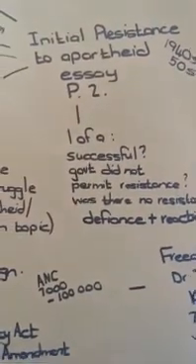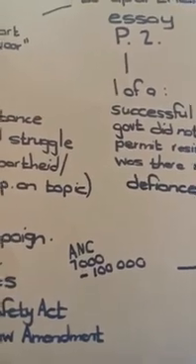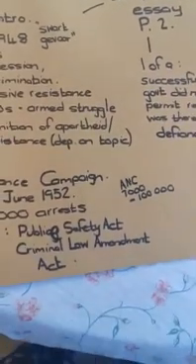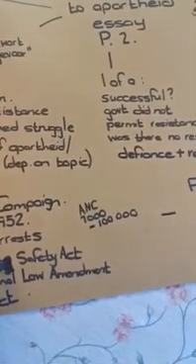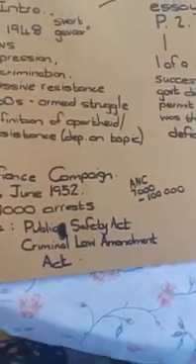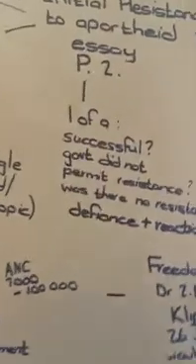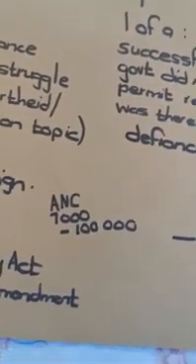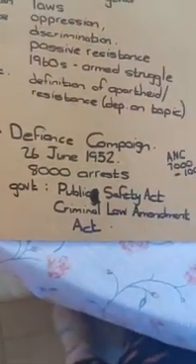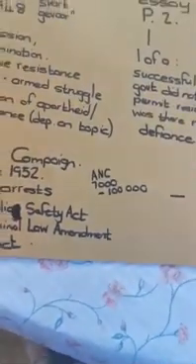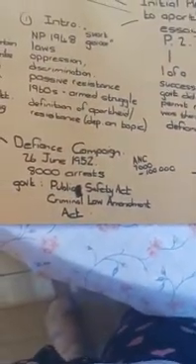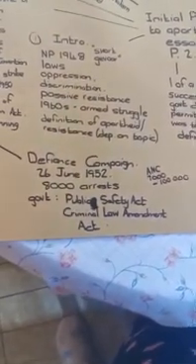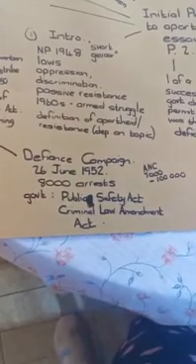A Public Safety Act and a Criminal Law Amendment Act. And then here's a success. The ANC grows from 7,000 to 100,000 because of the Defiance Campaign. So that tells us that the Defiance Campaign was effective in increasing the ANC's membership and in getting people on board in supporting resistance to apartheid.